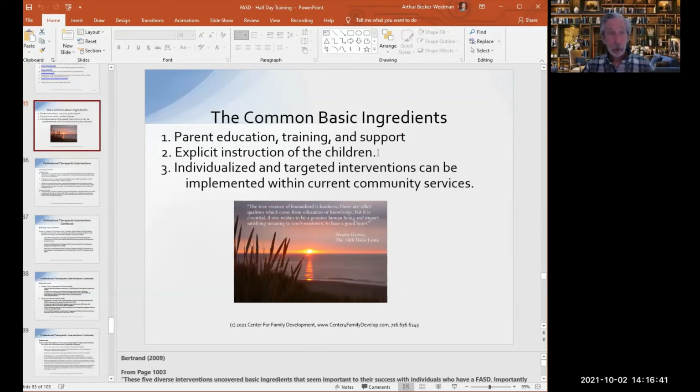A second component we see in all successful evidence-based programs is explicit instructions for the children, like the card that I talked about. And third, individualized and targeted interventions. Not one size fits all, but recognizing, like I showed earlier, one card may need pictures for a young kid, an older kid, not really.